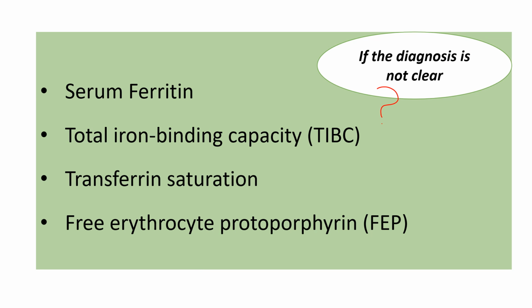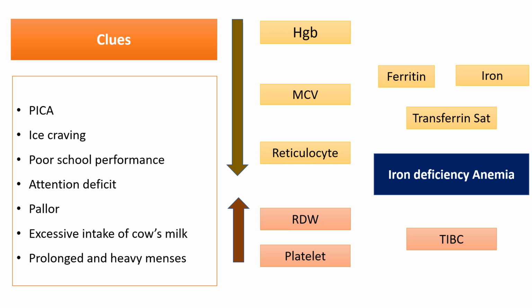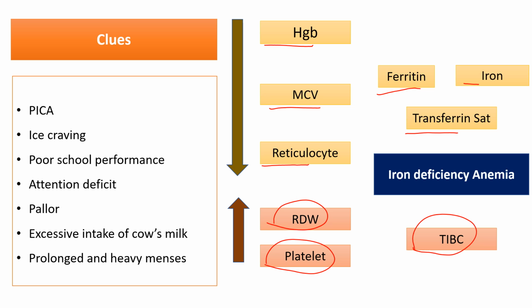If the diagnosis is not clear, order serum ferritin, total iron binding capacity, transferrin saturation, free erythrocyte protoporphyrin. If you have to choose to order only one lab, this would be serum ferritin. Comprehensive workup of iron deficiency anemia, the lab results would be low hemoglobin, low MCV and retic count, low serum ferritin, iron and transferrin saturation, and RDW would be elevated, platelet may be elevated, TIBC will be elevated.